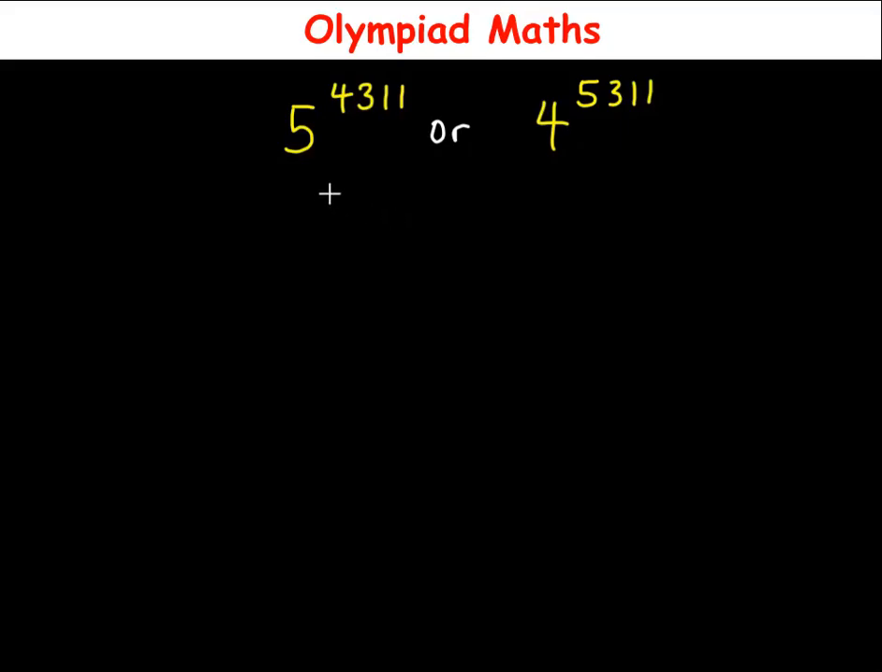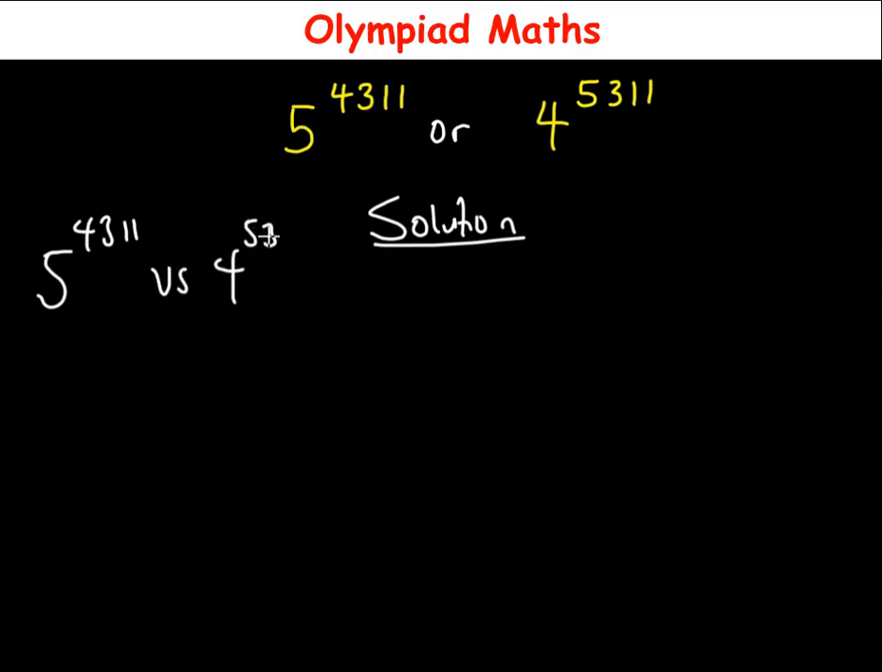Hello, we have 5 raised to power 4311 versus 4 raised to power 5311 and want to find out which of them is the bigger number. So, solution: we have 5 raised to power 4311 versus 4 raised to power 5311. Which of these is the bigger number?